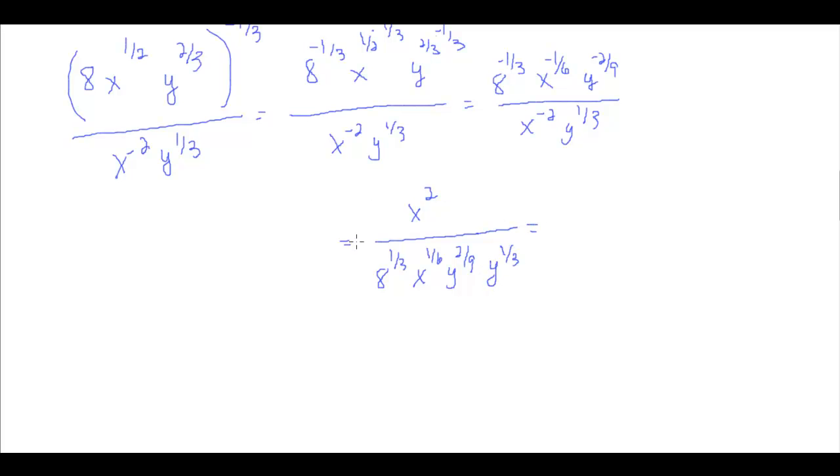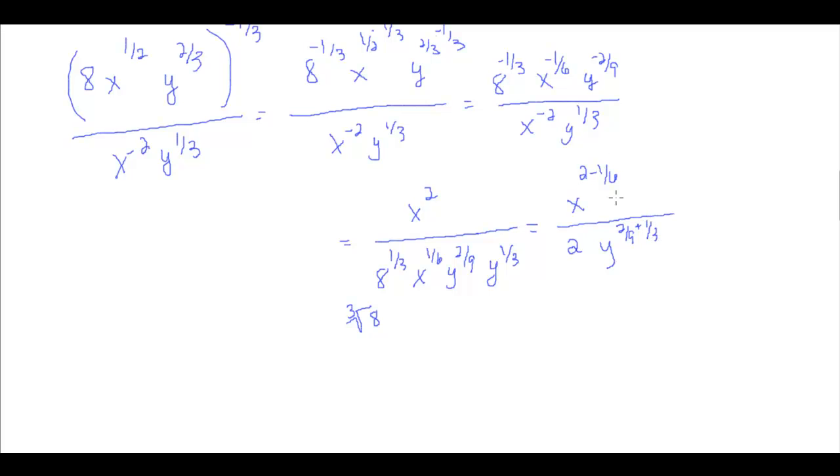So now I just need to simplify the 8 to the 1/3. I want one x and one y. So what does 8 to the 1/3 mean? It means the cube root of 8. So that's just 2. Okay, now x's. I have more x's on top than on the bottom. So this will be on top, x to the 2 minus 1/6. And on the bottom, I'll have y to the 2 over 9 plus 1/3.